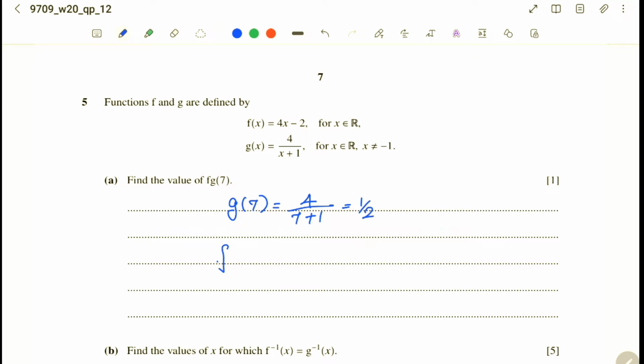So f g of 7, that is 1 over 2, is 4 multiplied by 1 over 2 minus 2, which is nothing but 2 minus 2, 0. Okay, so f g of 7 equal to 0.